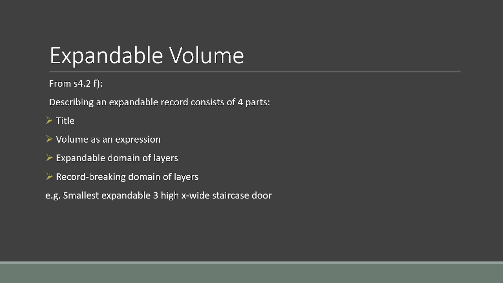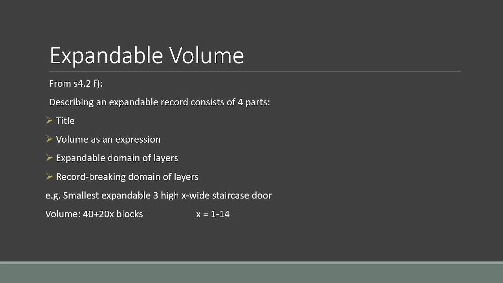So here just shows you an example from the regulations directly. We have a smallest expandable free high XY staircase door. In reality, we would usually omit the term XY, but then I just left this here. So the volume, as I said, should be expressed as a linear equation. So we have 40 plus 20x blocks. So you will see 40 is the static part and 20x is the dynamic part.